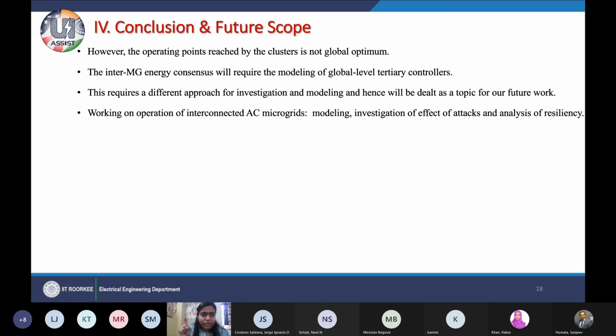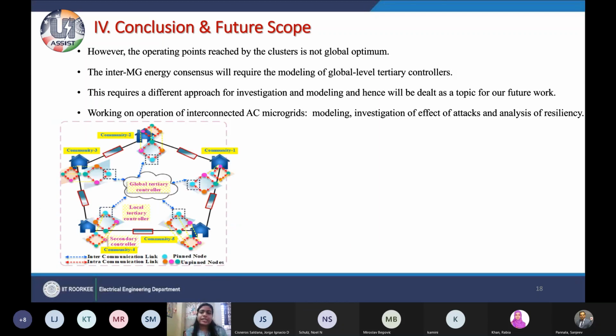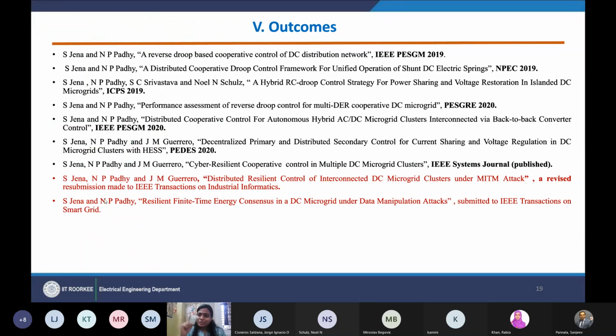Ma'am, one more tab if you can make. There is a figure that should appear, yes. So I would, previous.